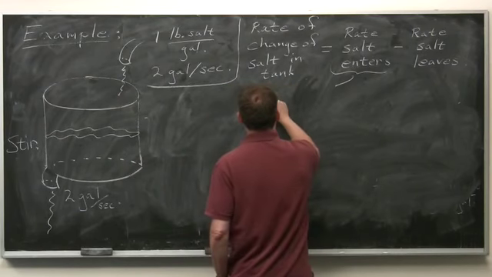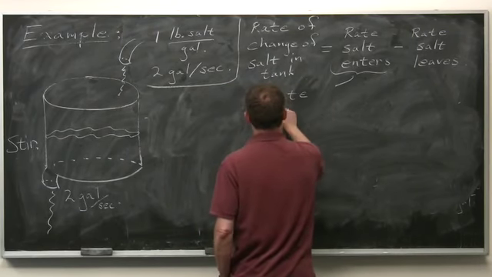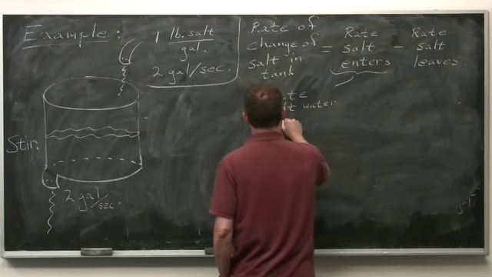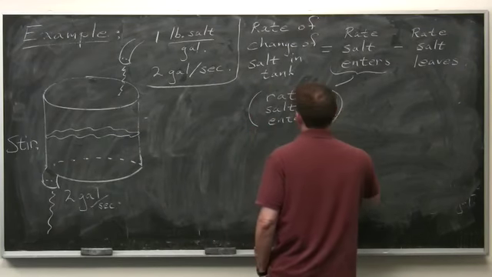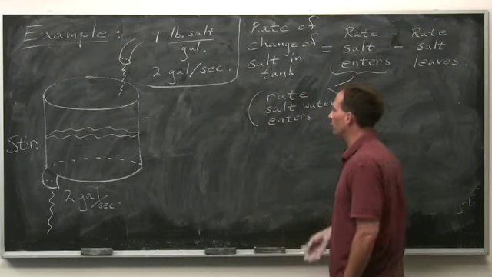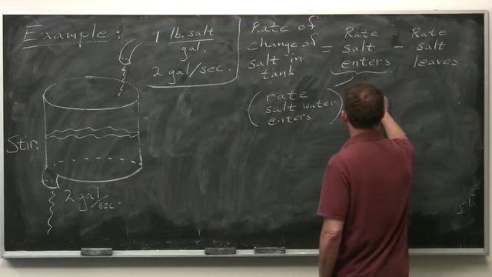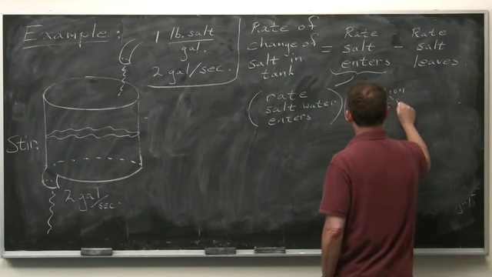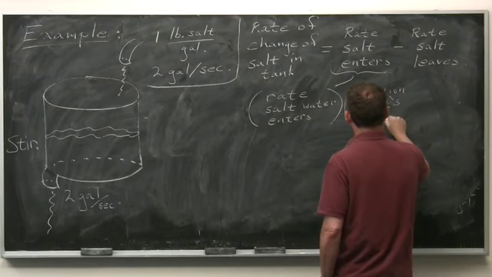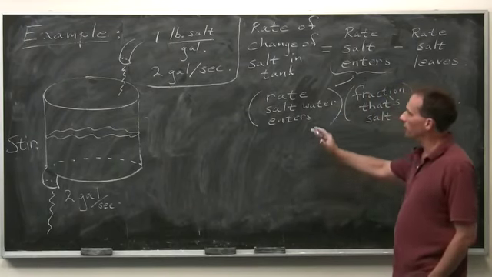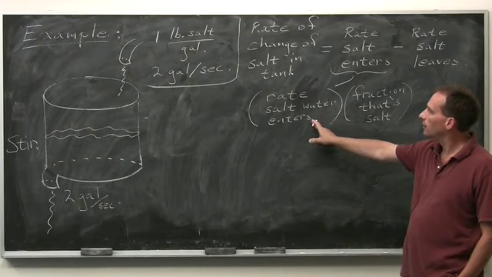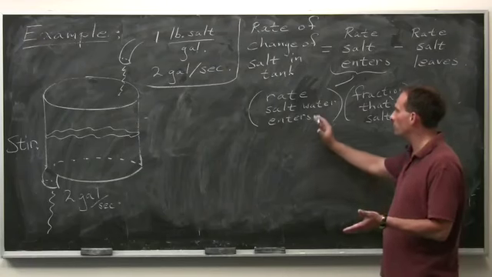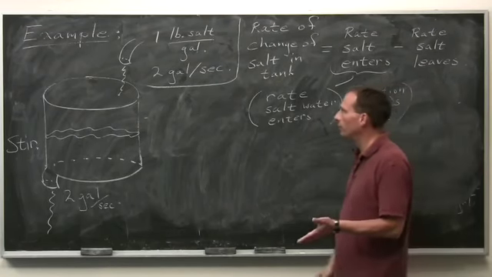This is the rate salt water enters times the fraction of it that's salt, or the salt concentration. I'll just write the fraction that's salt. So this is the gallons per second, and this is the pounds of salt per gallon. And the rate salt leaves is the rate at which salt water leaves times the fraction that's salt.